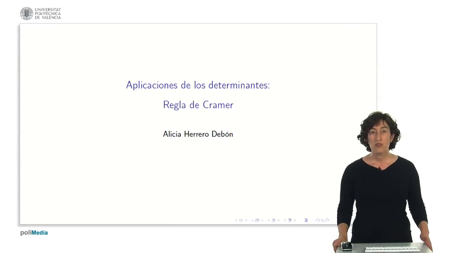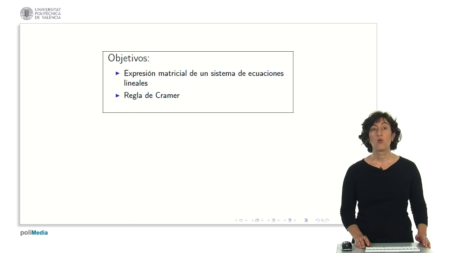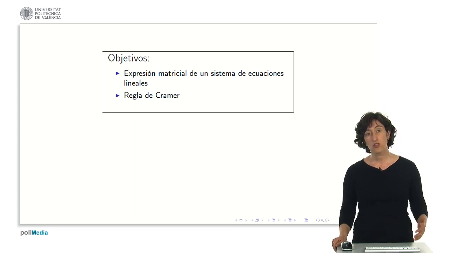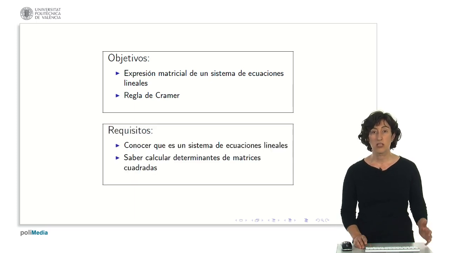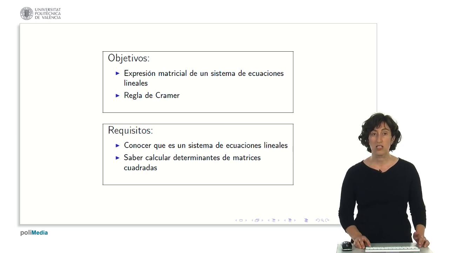In this unit, we will see an application of the determinants to the resolution of linear equation systems, using what is known as Cramer's rule. We will see, first of all, how we express a linear equation system, and then we will see how to apply Cramer's rule to solve it. To do this, we must remember what a linear equation system is and what a determinant of square matrices is and how they are calculated.